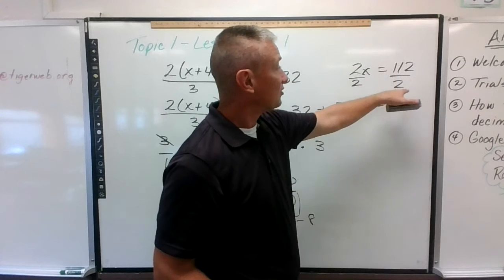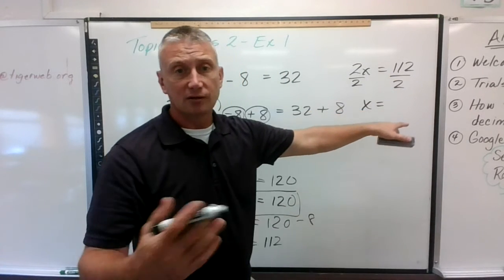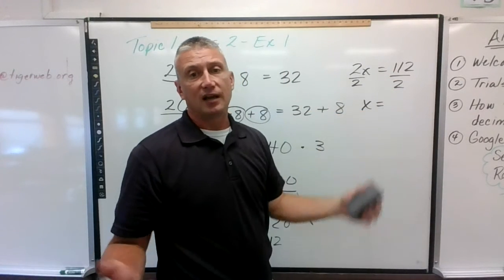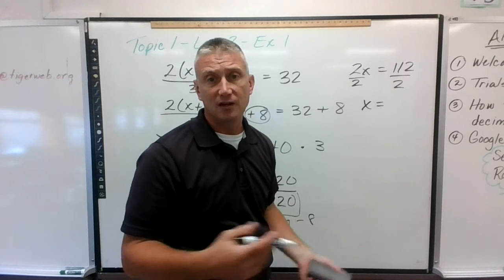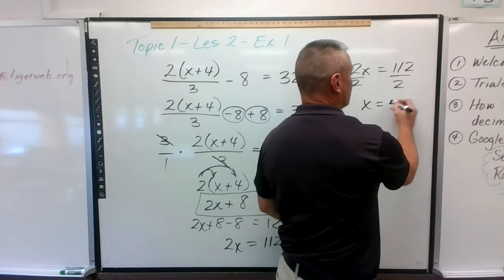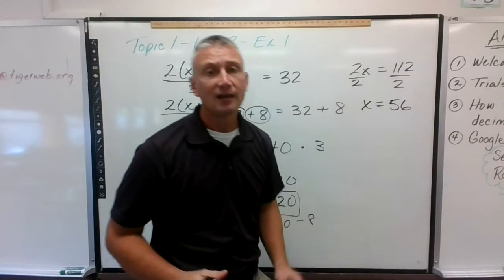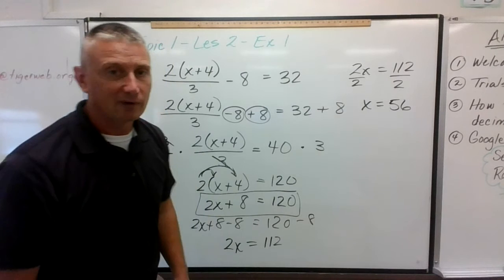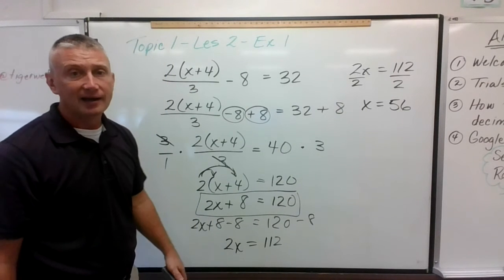And if you take 112 and you divide it by 2, here's a little trick for doing that. If you don't want to use a calculator, 100 divided by 2 is 50, and 12 divided by 2 is 6, so 50 plus 6 is 56. So x equals 56.